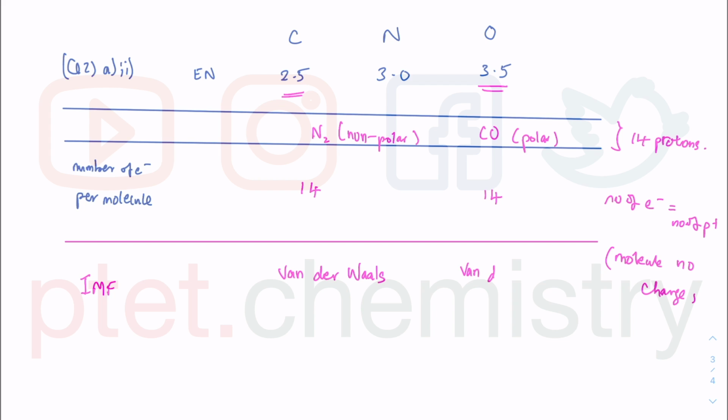So not only do you have van der Waals, but you also have permanent dipoles because you are a polar molecule. Okay, so use the electronegativity and relevant details to complete the table. So that's all good there. Part B, so question 1, part B.